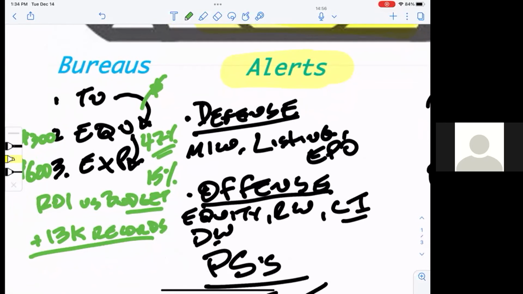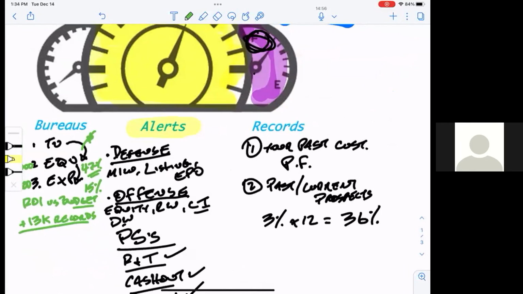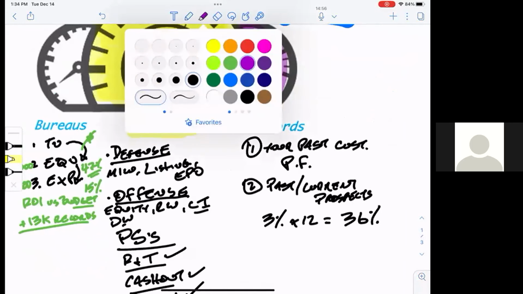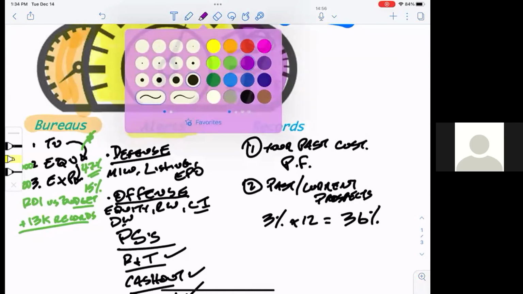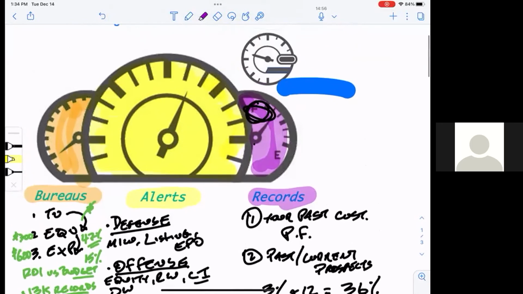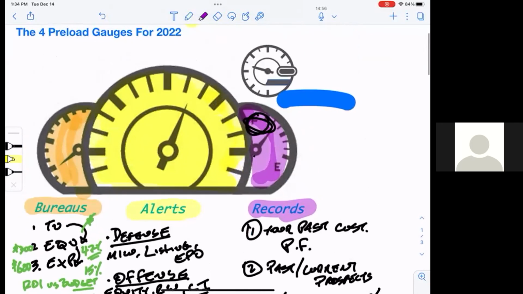So now we just looked at alerts from the different dials. We looked at alerts, we looked at bureaus, and we also looked at records. And then lastly, guys, I want to talk about settings. Now the market's been changing for many different reasons, and it's hard to keep up sometimes. And we find that our partners are mostly playing the reactive game.